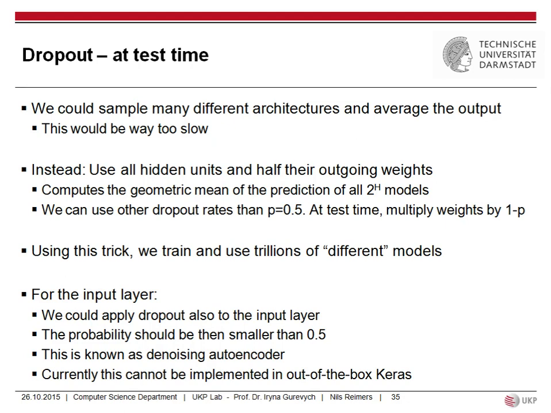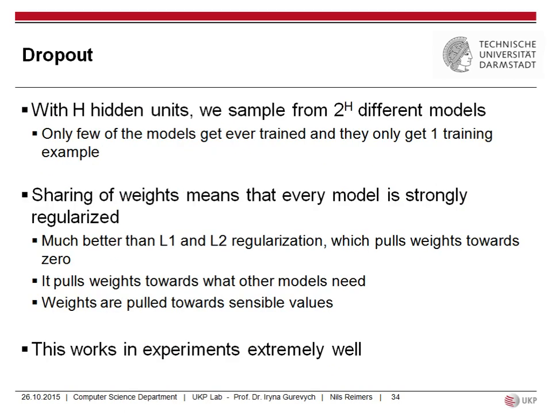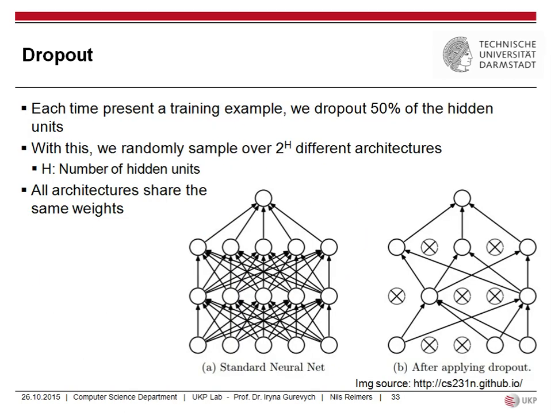Can you go back to the previous slide? This one? Where we had, yes, 2 to the h. So we sample over 2 to the h different architectures, but it's less than 2 to the h, right? Sorry, say again. Our sample size is less than this explanation.